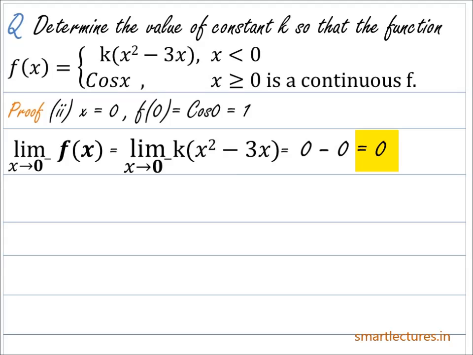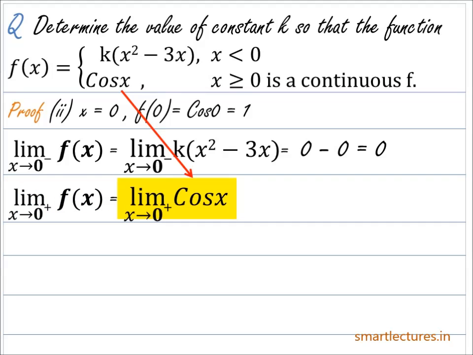And now let's calculate its right hand limit. And the right hand limit is limit x approaches 0 from the right hand side, f of x. And when x approaches 0 from the right hand side, then in that case f of x is equal to cos of x. So this limit can also be written as limit x approaches 0 from the right hand side, cos of x, and which is equal to cos of 0 or 1.